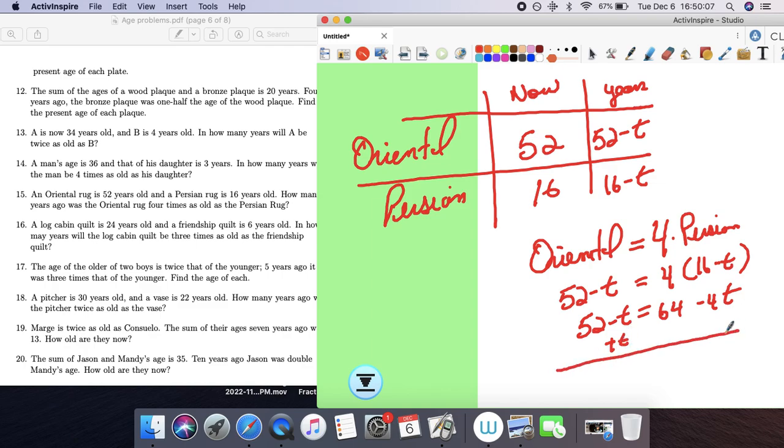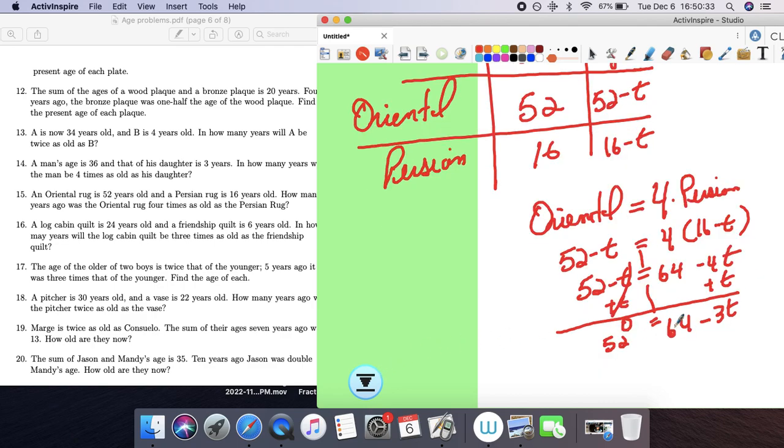So again, remember, what's the additive inverse of minus t? So how do I get that to become 0? I add plus t. So if I add plus t there, I must add plus t on this side. Remember, that's a rule. These two go away. 52 comes down. I get 52 equals 64 minus 3t. It's a two-step equation.